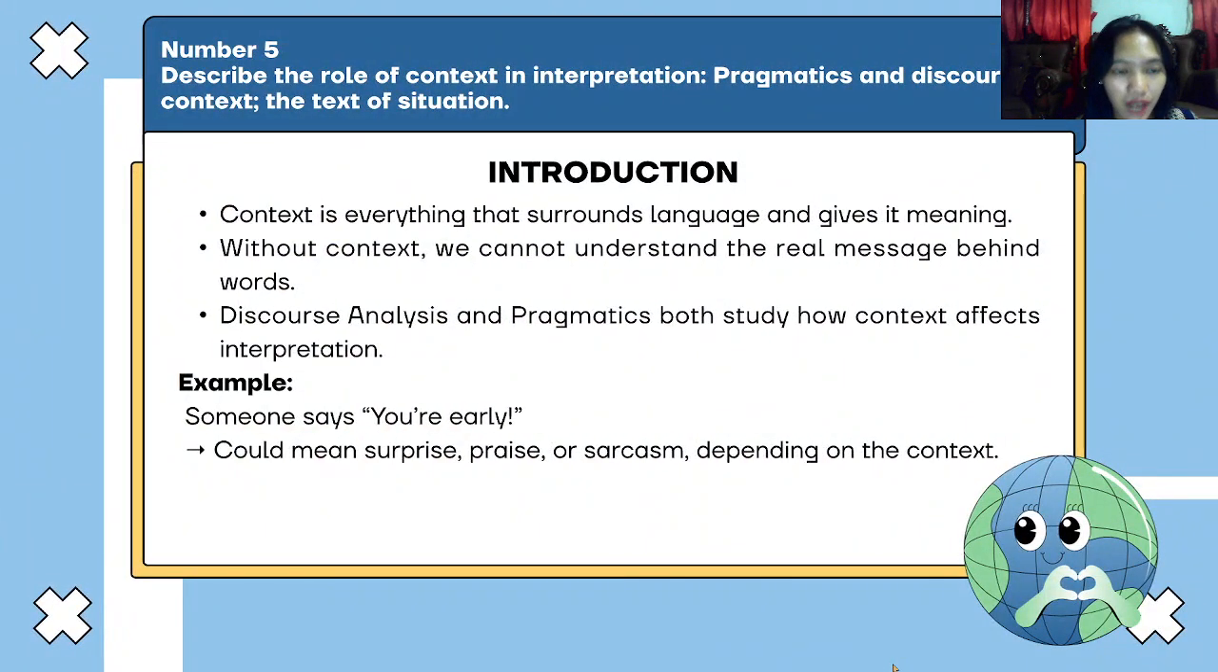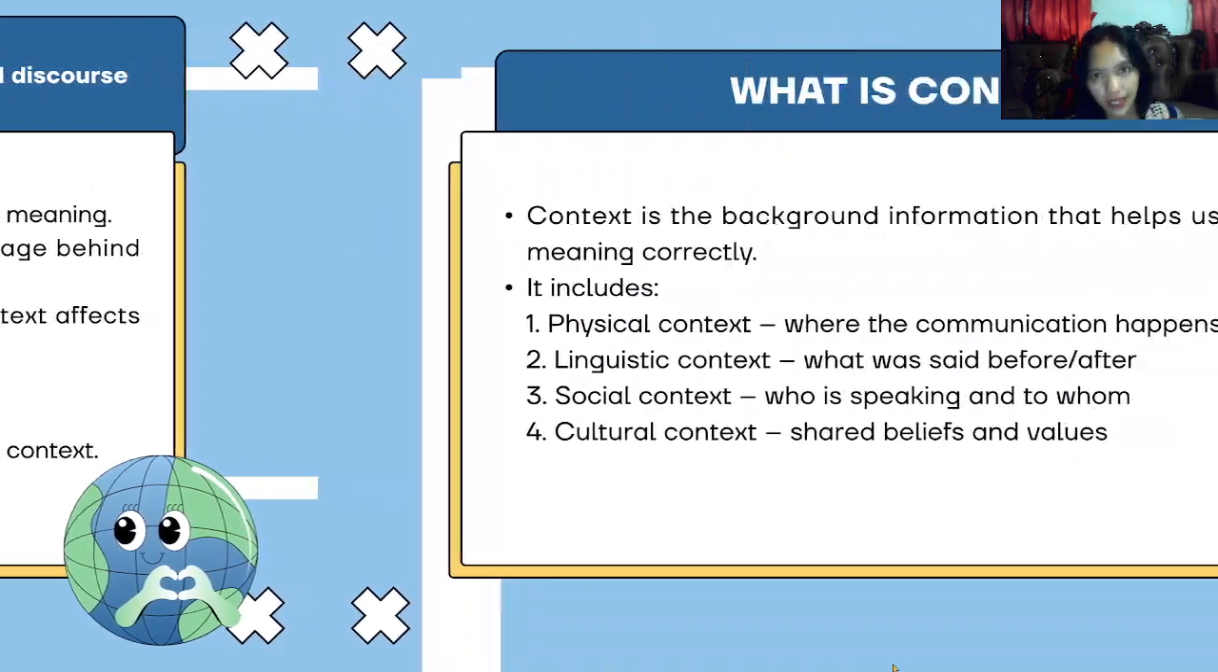Next, number 5, describe the role of context in interpretation, pragmatics, and discourse context, the context of situation. Introduction: context is everything that surrounds language and gives it meaning. Without context, we cannot understand the real message behind words. Discourse analysis and pragmatics both study how context affects interpretation. Example: someone says, "You're early," which could mean surprise, praise, or sarcasm depending on the context.